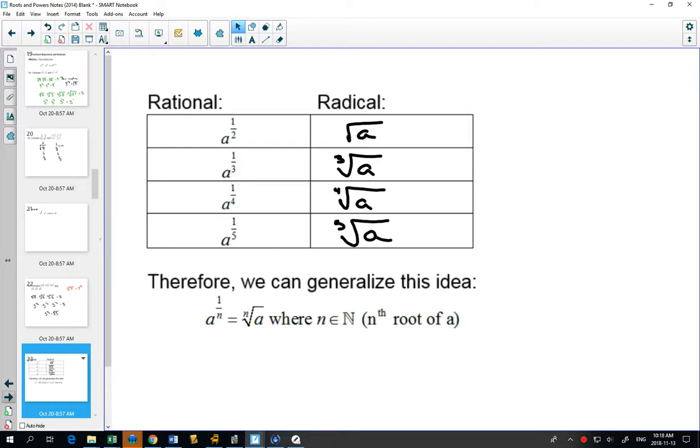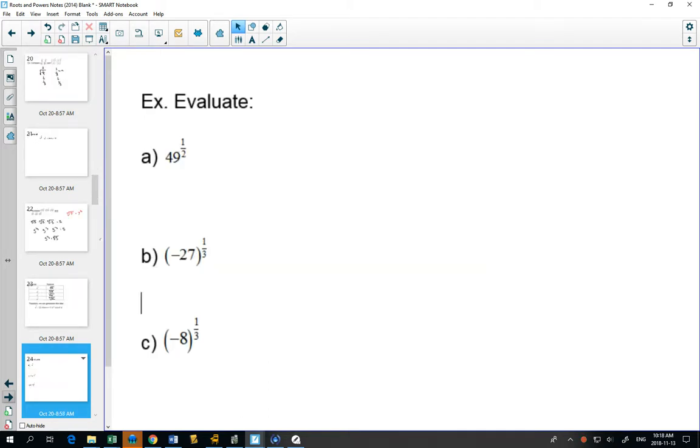So on the next page, there's 3 questions for some mental math. I'd like you to try them, and I'll put the answers up in a bit. Check how you did. Did you get 7?